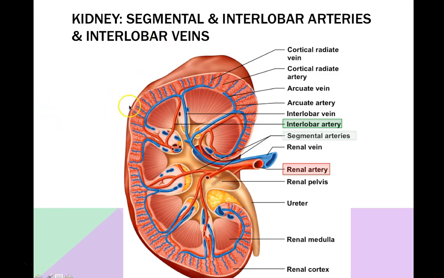From there, we are then going to lead the blood into venules that will carry it to our cortical radiate vein. That'll come back to an arcuate vein, which will lead into an interlobar vein. Remember, we're skipping segmental veins because they don't exist, and instead those interlobar veins will go straight into the renal vein to drain into the inferior vena cava that will travel back to the heart.